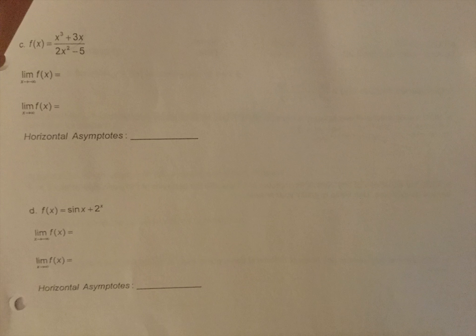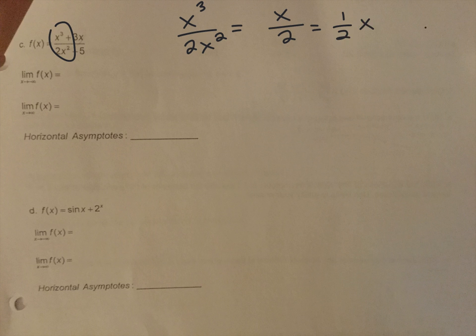All right, let's look at some more examples of global limits. And again, we're using end behavior models. So if I just do some work off to the side here, I simplify x to the 3rd over 2x squared. I end up with x over 2, which is 1/2 x. So what does 1/2 x look like? 1/2 x is a linear function, and we can see the end behavior.